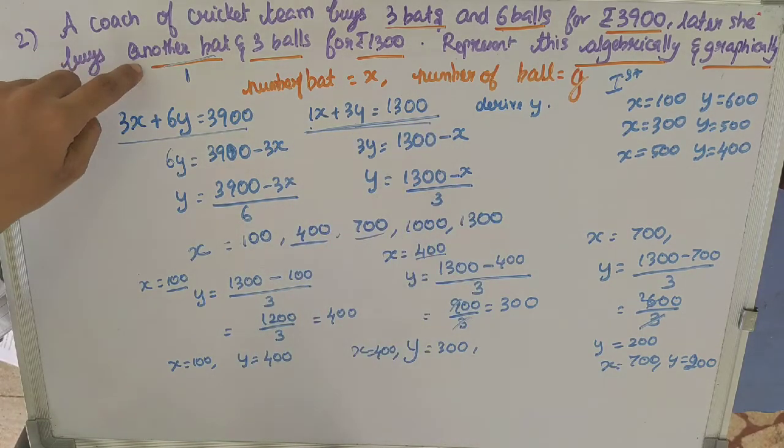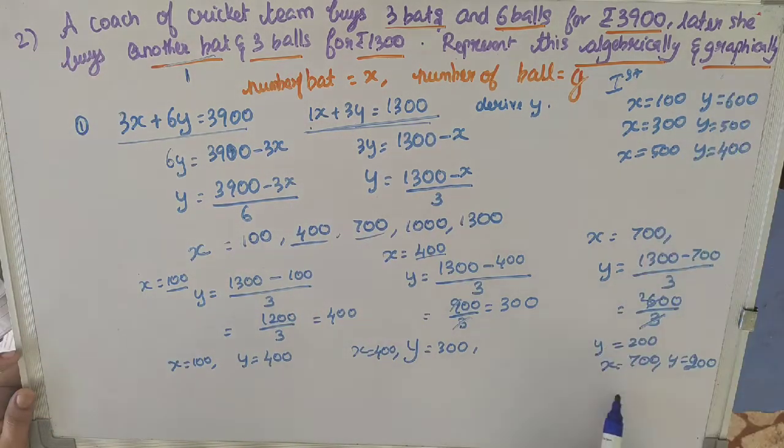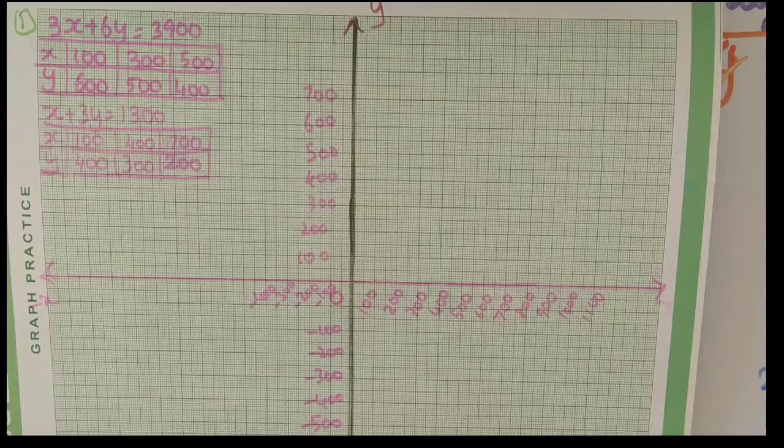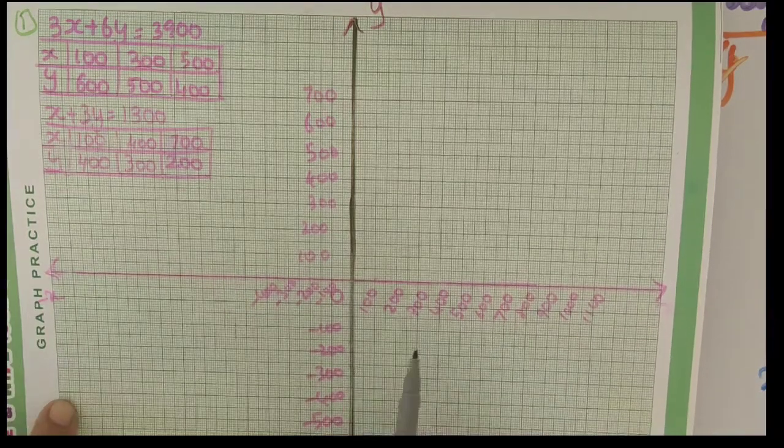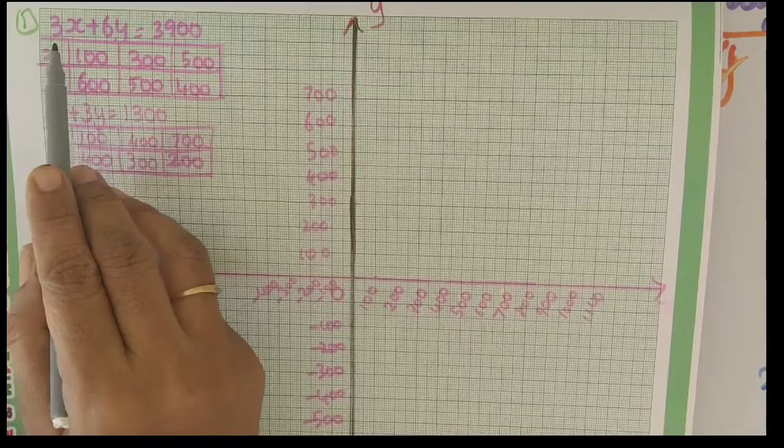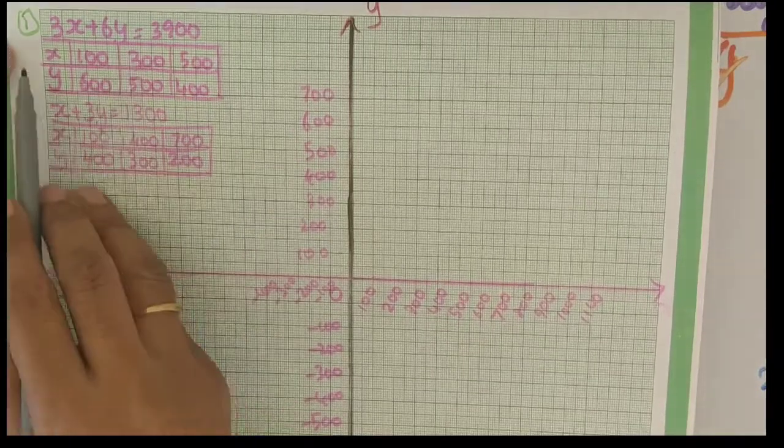Now we have already represented the situation algebraically. Now we have to represent the situation graphically. So now I have taken a graph. I have taken the first equation 3x plus 6y is equal to 3900. And I have written the solution table that we have found.